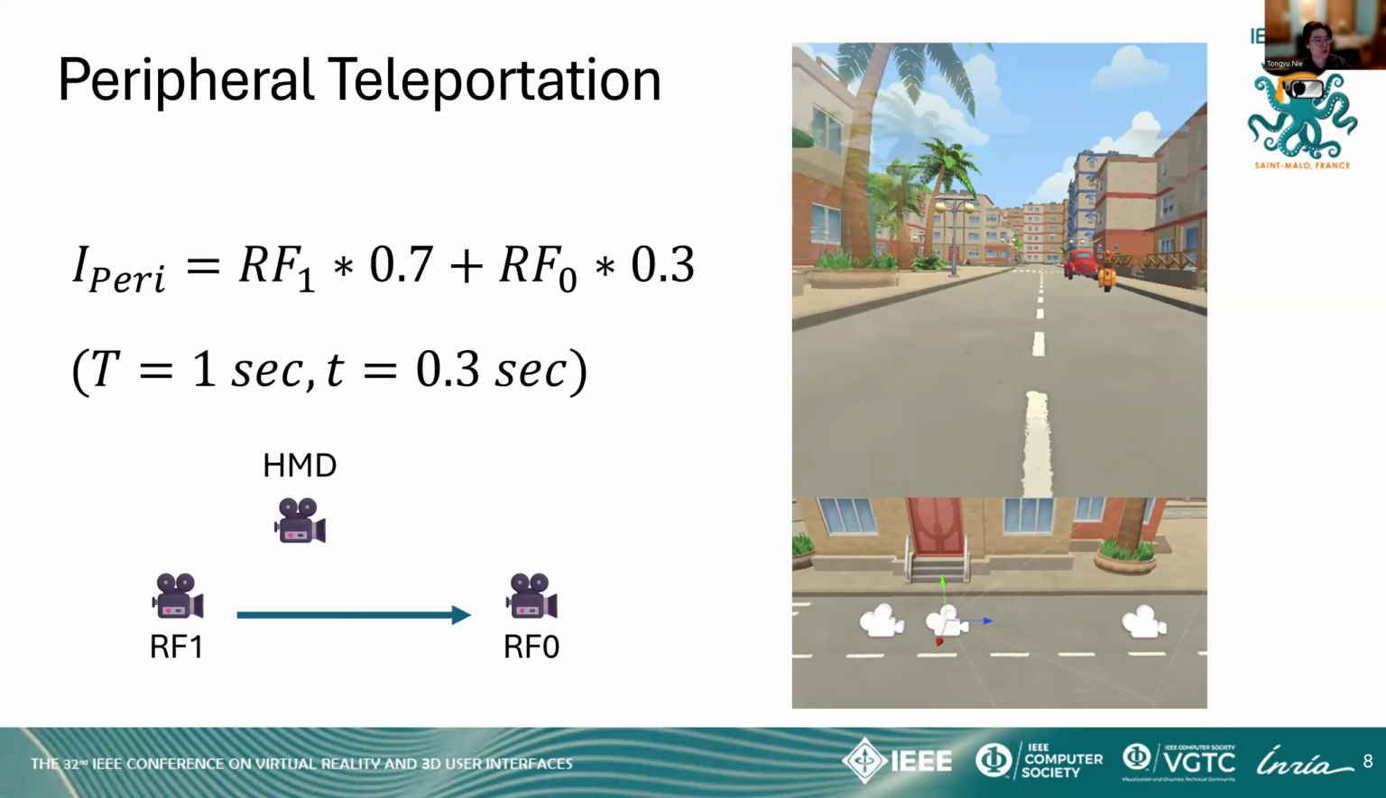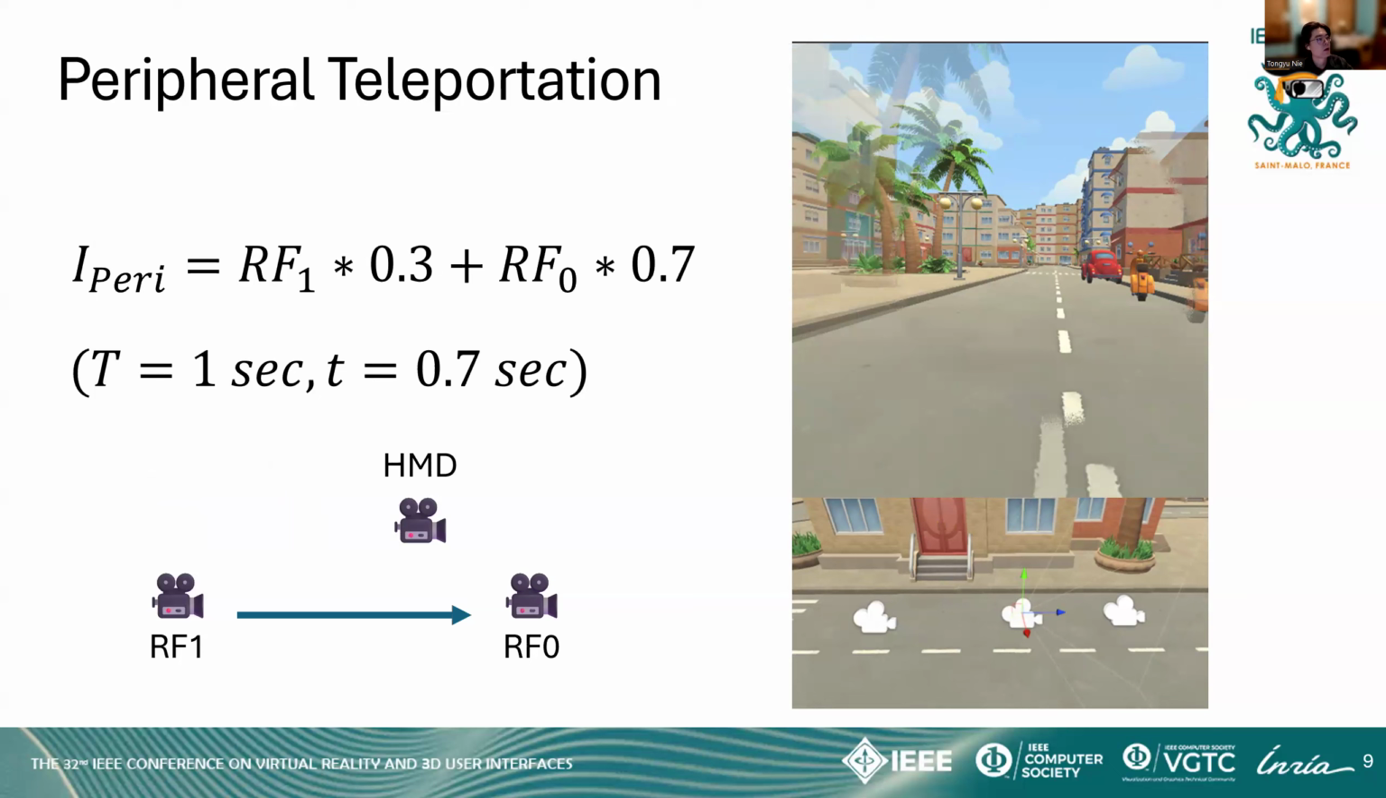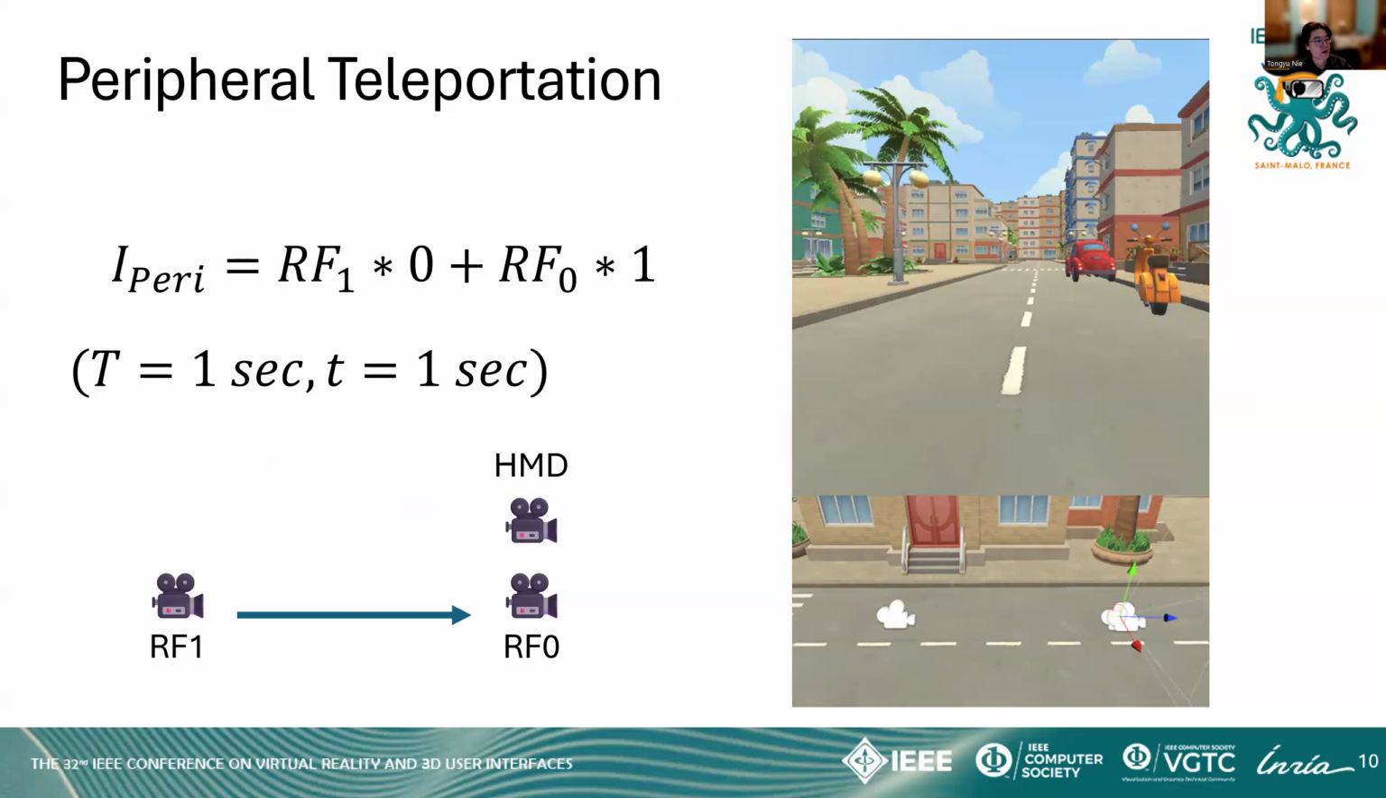But after 0.3 seconds, the interpolant becomes 0.3. RF0's image is starting to show up in the periphery. And after 0.7 seconds, RF0 is becoming dominant. And after 1 second, the interpolant is 1, and RF1 is invisible. Theoretically, if the user does not deviate from the predicted path, the blended image should be the same as the HMD's view.